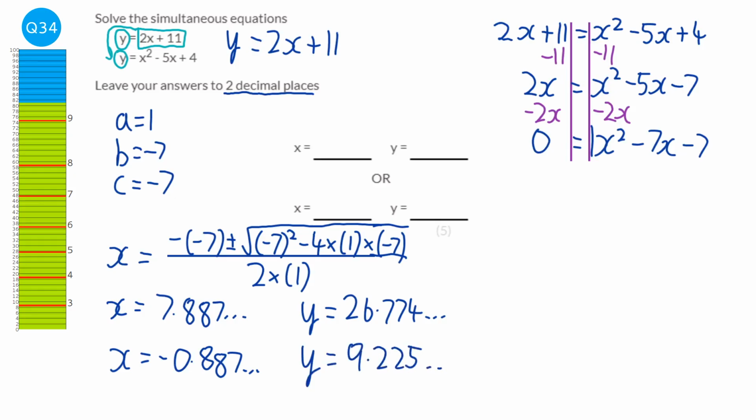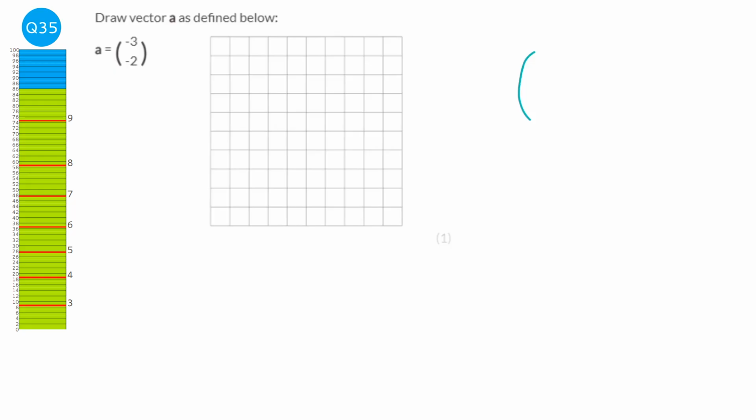So to 2 decimal places, our answers are going to be 7.89 and 26.77, or minus 0.89 and 9.23.